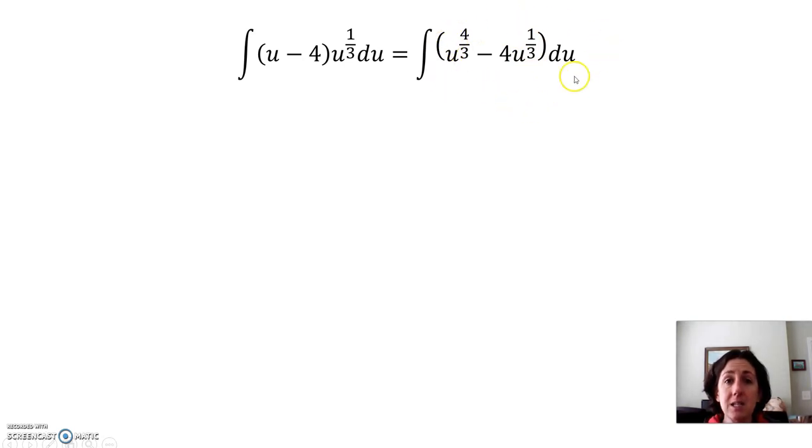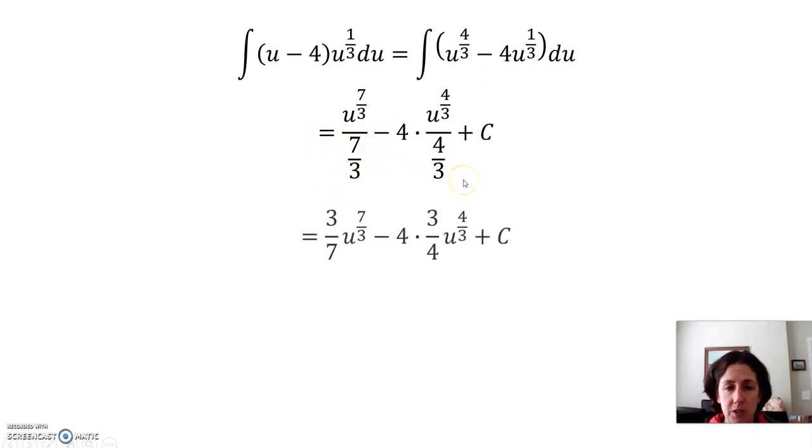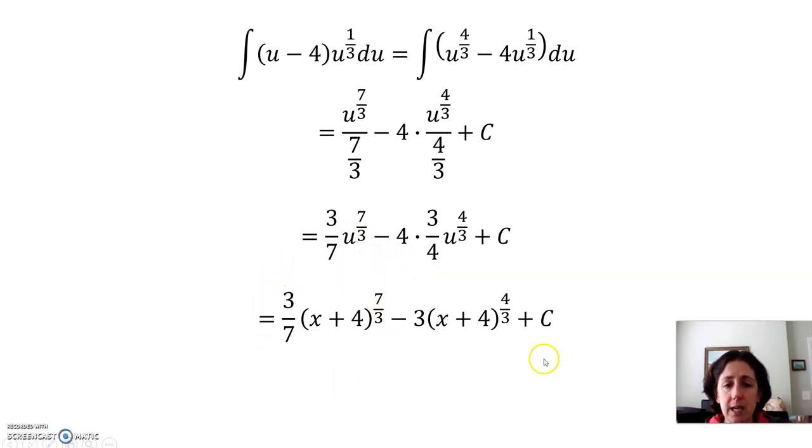Now this is something that we can integrate using our power rule. That'll be u to the 7/3 divided by 7/3 minus 4u to the 4/3 divided by 4/3 plus c. Now we don't divide by fractions, we multiply by their reciprocals. Notice these 4's are going to cancel, and I'm going to need to plug back in my u. If you take the derivative of this, you will get what we started with inside the integrand, but you're just going to have to simplify it to make it match.